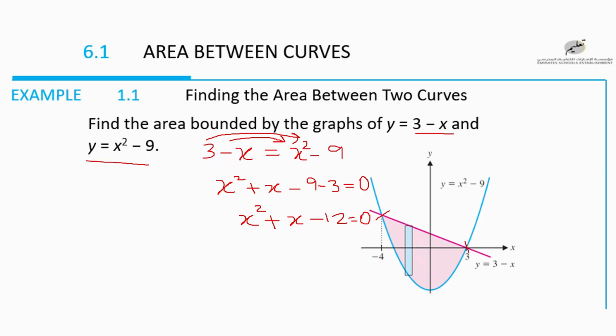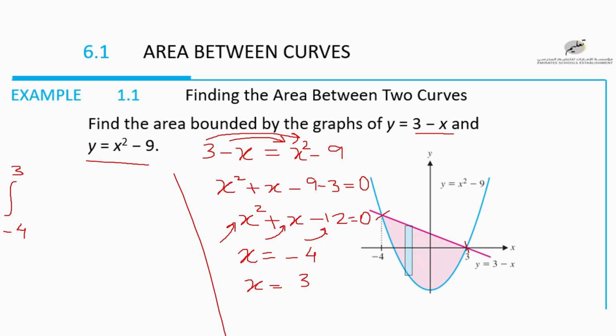Now, let's use the calculator to identify the x values. When you use the equation mode, enter your a value as 1, b value as 1, and c value as negative 12, and you will get two values, one as negative 4 and the other as positive 3. Please check it in the calculator, and once you get the answer, comment below. Now let's apply our integral technique. Negative 4 will be your lower limit and 3 will be your upper limit.